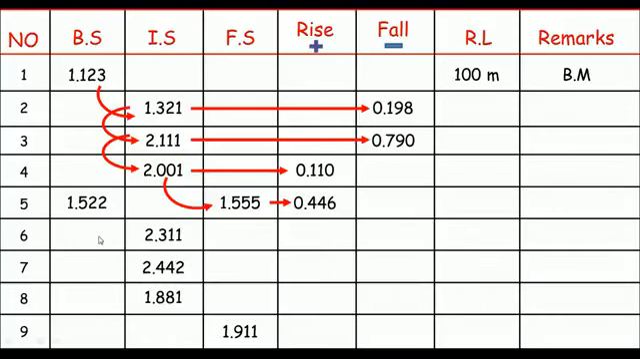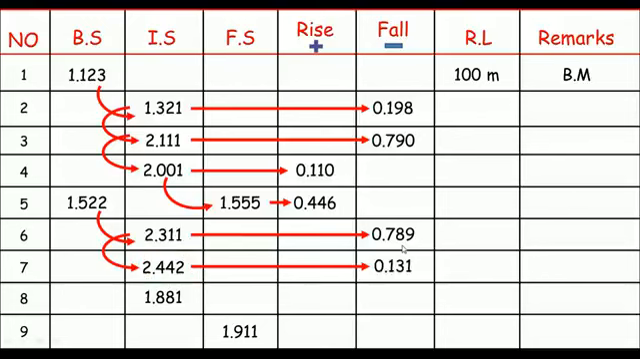Here again we are starting with backside. So backside minus interside will be rise or fall. Like 1.522 minus 2.311. This is of course just a fall. Here again I am not putting the minus sign because the fall column just contains all the values having minus. And again interside minus interside will be rise or fall. Like 2.311 minus 2.442, this is of course just a fall, 0.131.